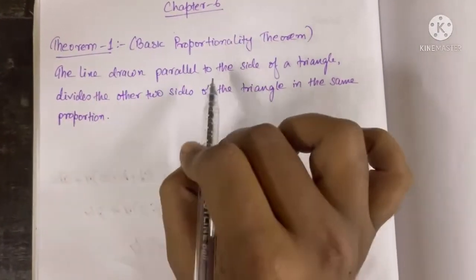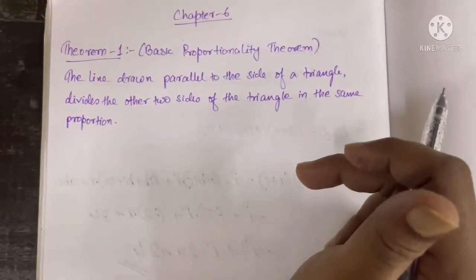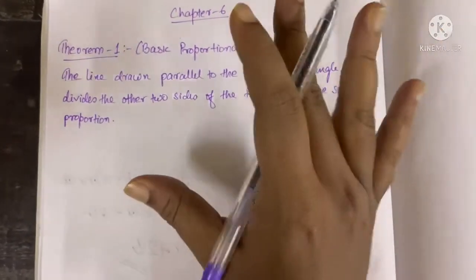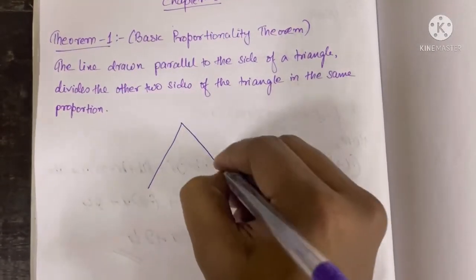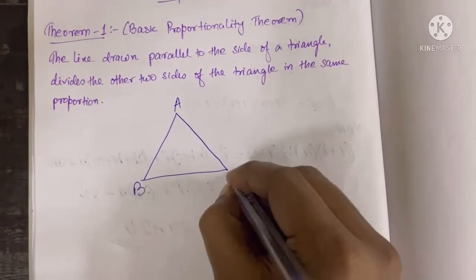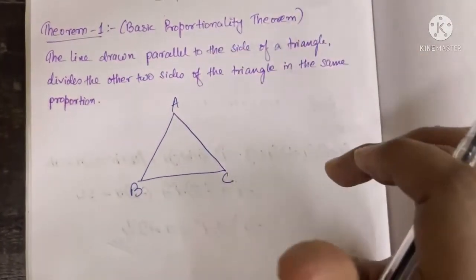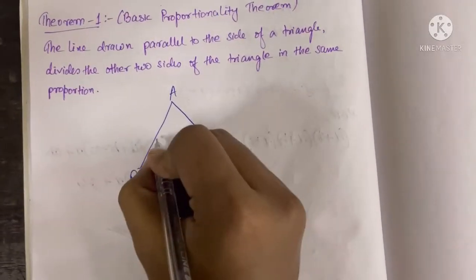The line drawn parallel to a side of a triangle divides the other two sides of the triangle in the same proportion. Now what does this mean? Let's look at it with the help of a diagram. So suppose we have a triangle here. Let the triangle's name be ABC.